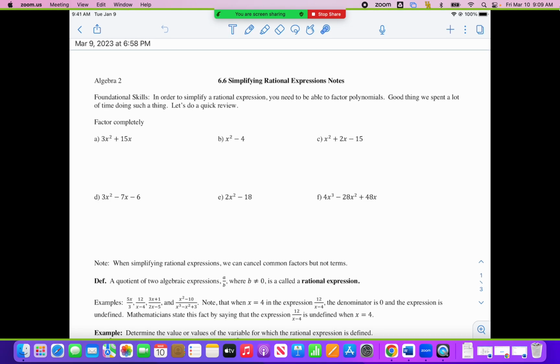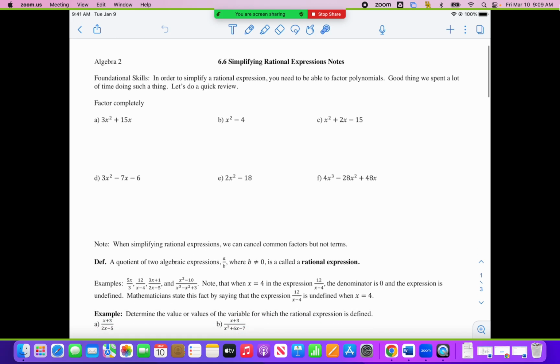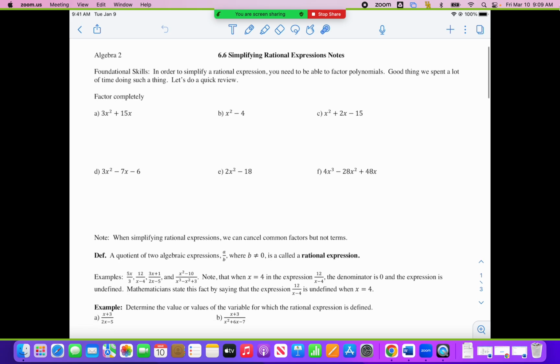Right, here we go. So now the second half of our chapter is going to be on something called rational functions. And so the phone company problem was an example of rational functions. So we're going to start with foundational skills. In order to simplify a rational expression, you have to be able to factor polynomials. So good thing we've spent a lot of time doing this.